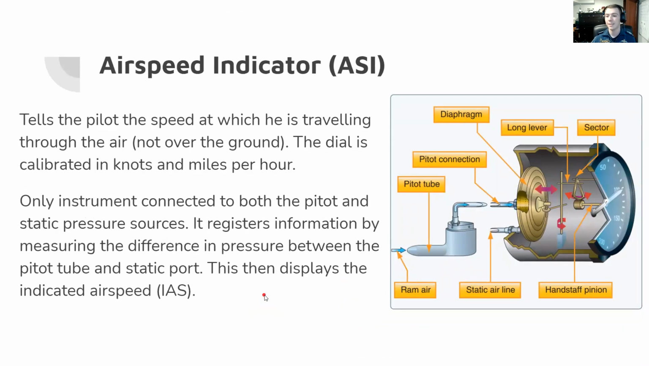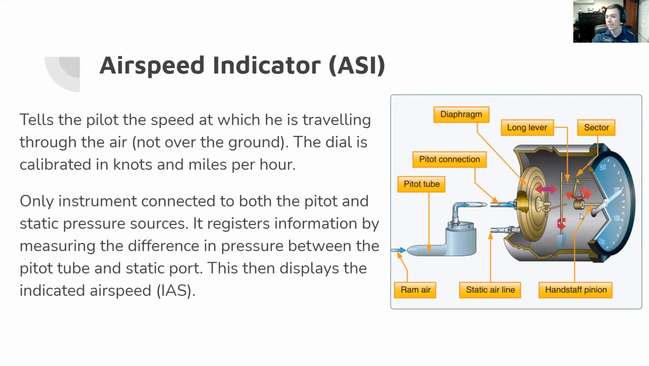Airspeed indicator. All right, so this is the one that's connected to both the pitot tube and the static port, and you can see these two connections happening here. So we have this diaphragm, which is an aneroid capsule, and you have your ram airflow that comes in through the pitot tube and connects to the diaphragm there.